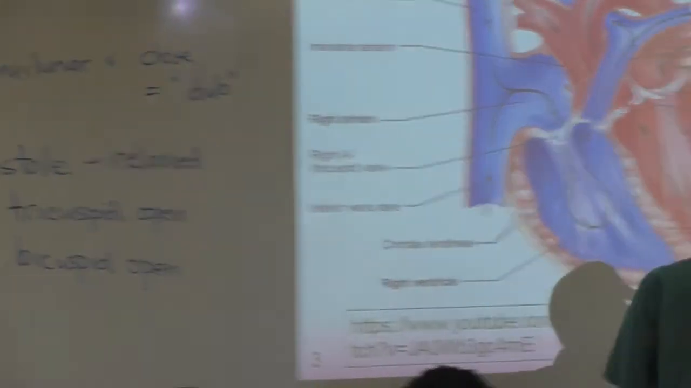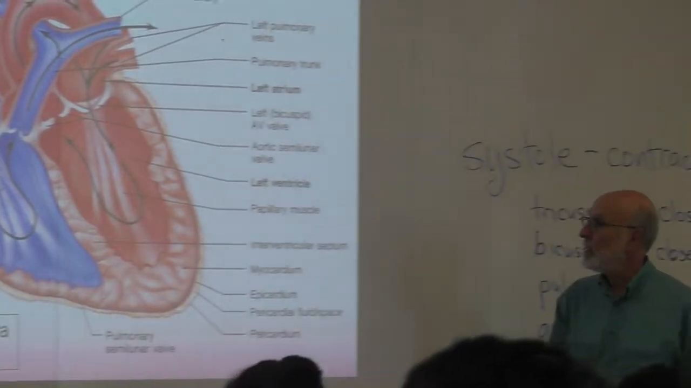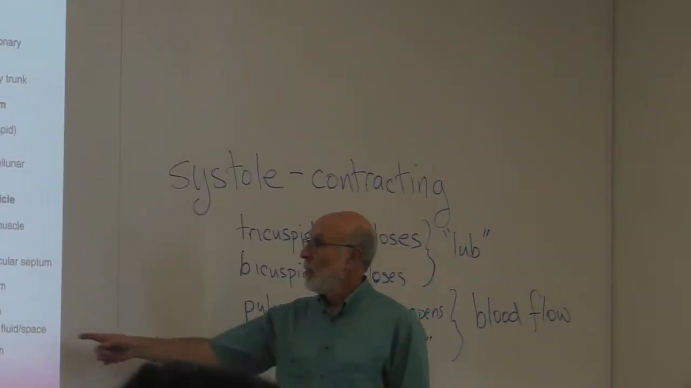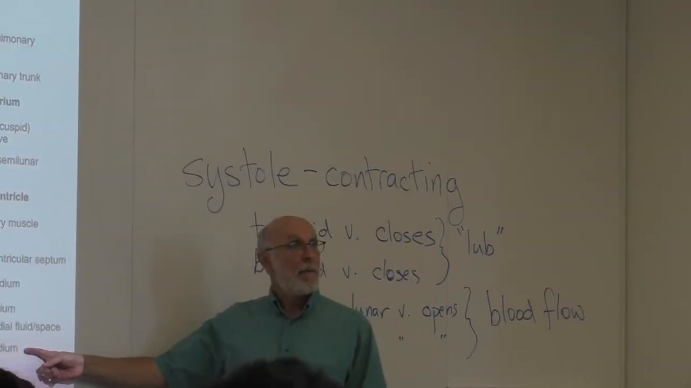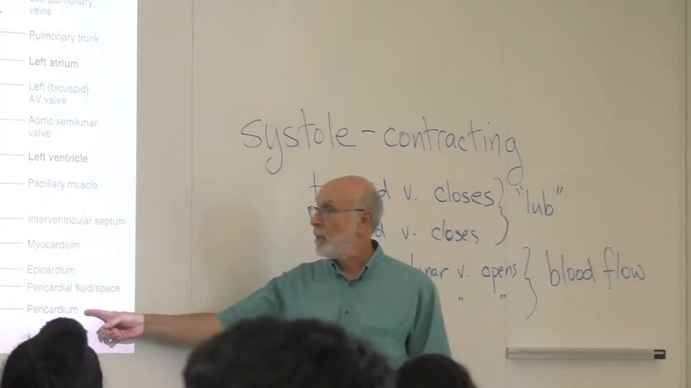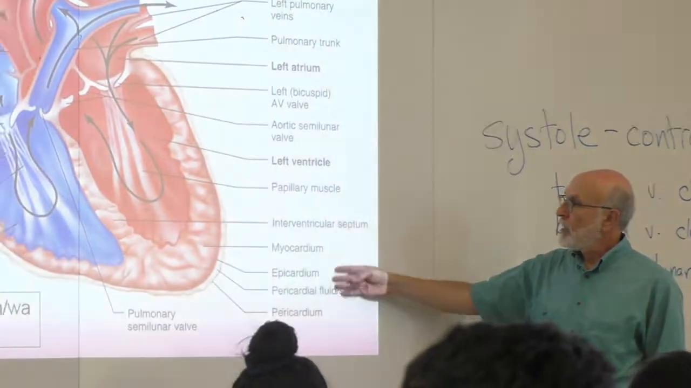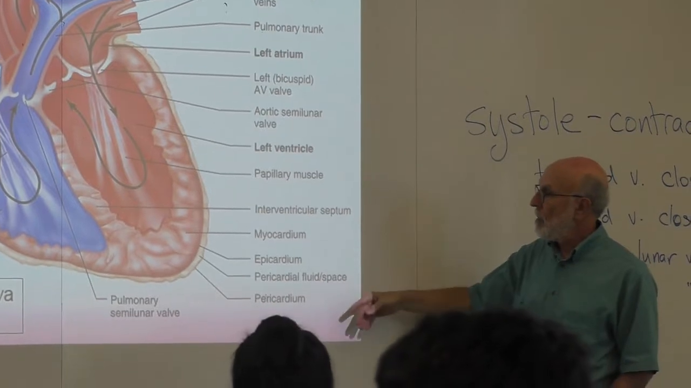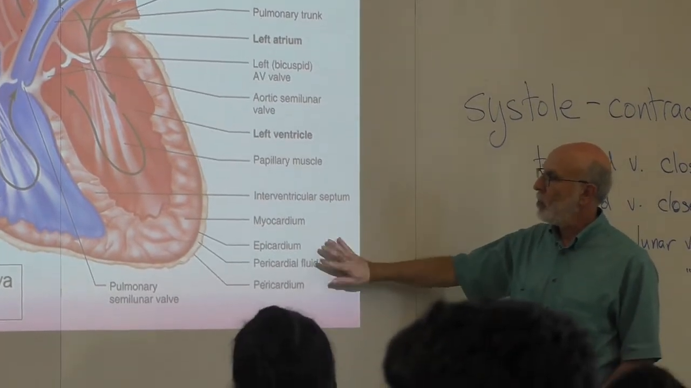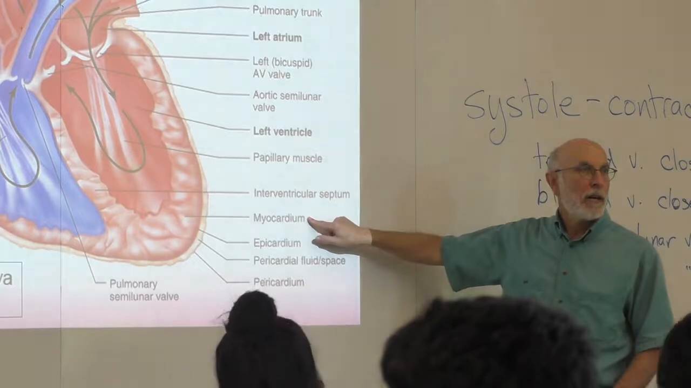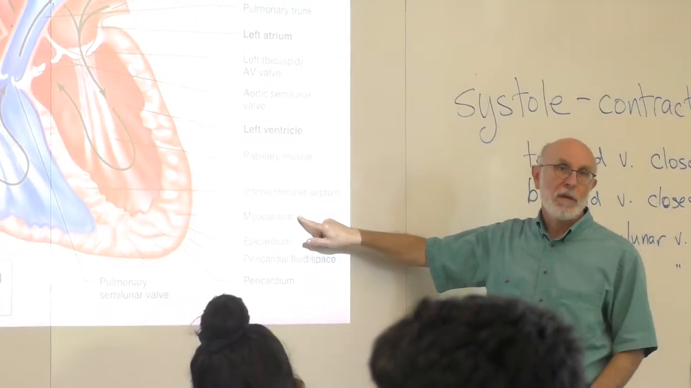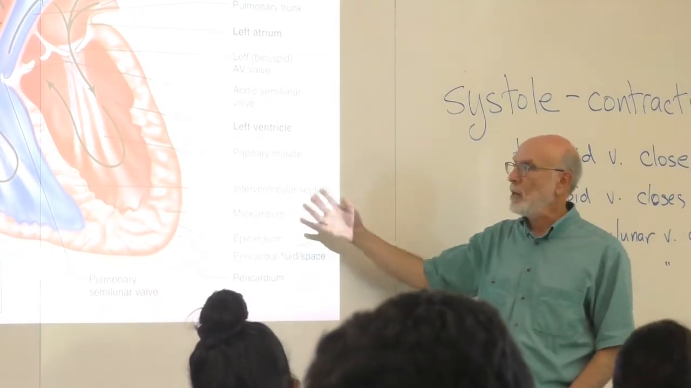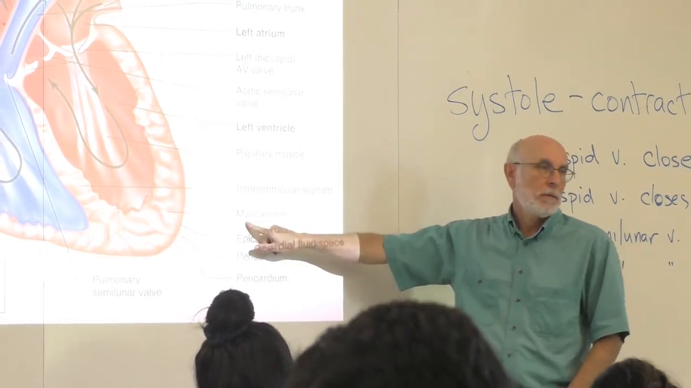One more anatomical detail that you saw in the lab. Pericardium is that tough membrane on the outside of the heart. I'm not asking you to learn about the epicardium and the endocardium, so don't worry about those. Myocardium is just the name of the muscles of the heart. Myo just means muscle, cardium means heart muscle.